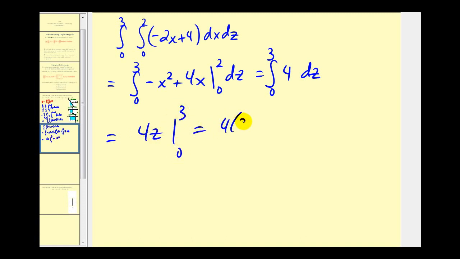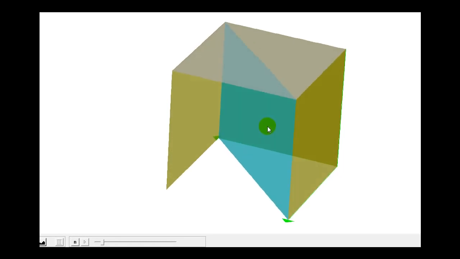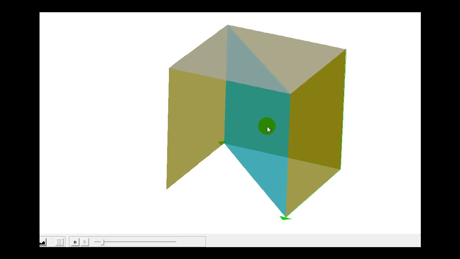So we'll have 4 times 3, which gives us 12 cubic units. Let's go back and take a look at that region in 3D. This distance here was 2, this distance here was 4, and the height was 3. So if we had a rectangular prism, it would have length times width times height, or 2 times 4 times 3, that would give us 24.